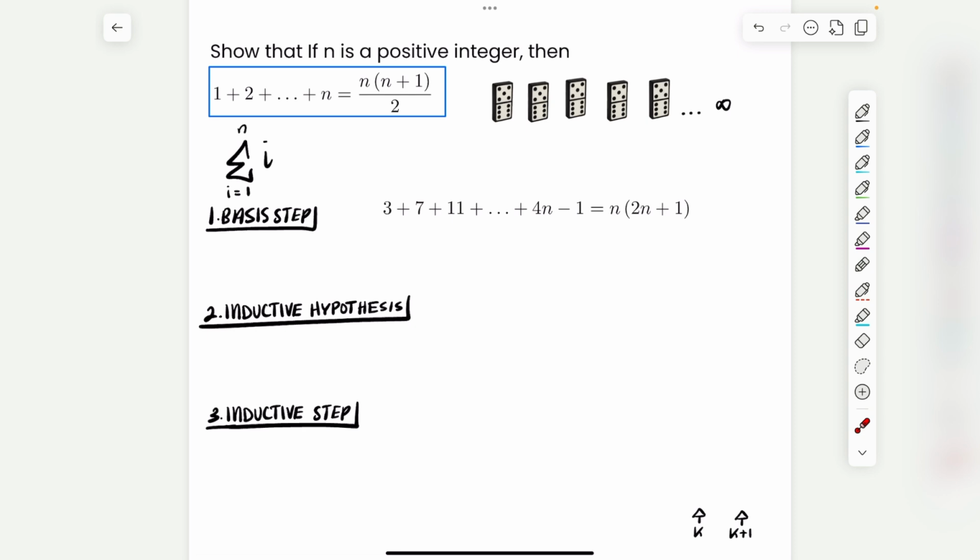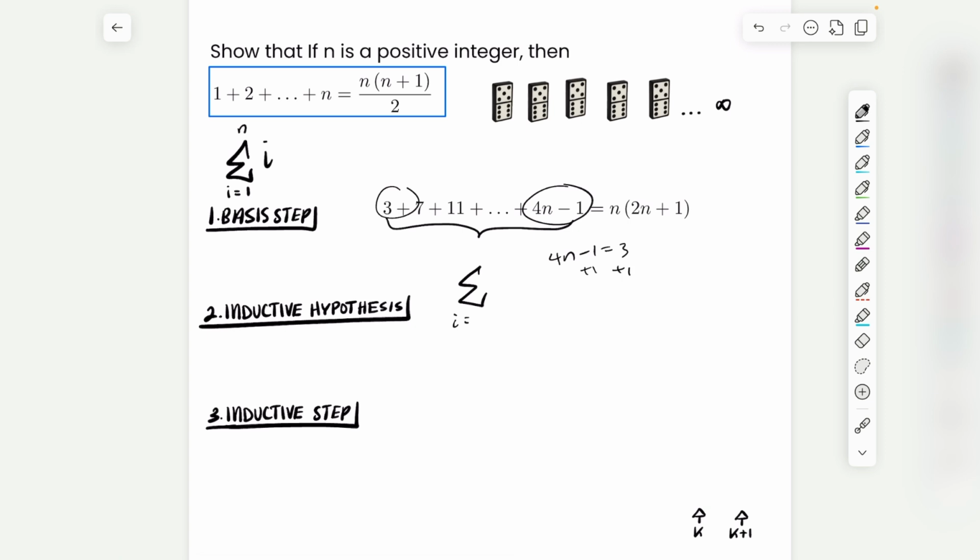If you have another one like this, so this is this stuff, and this is this part. We can write this part with a sigma. I is equal to, you set these two equal to each other. So 4n minus 1 is equal to 3. You solve for the variable. So plus 1, plus 1. These cancel out. This becomes 4 divided by 4. These cancel out. We're left with 1. So n is equal to 1. The number you get here goes here.